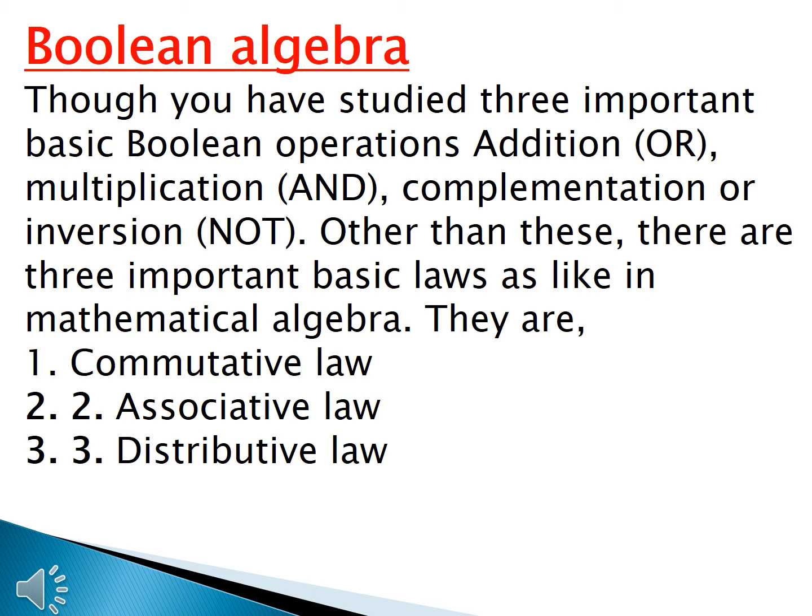For the commutative law, you should write the formula for addition of two variables and commutative law of multiplication of two variables, and you should also draw the diagram. And for the associative law, you should write the formula and diagram. And for the distributive law, you also have to write the formula.